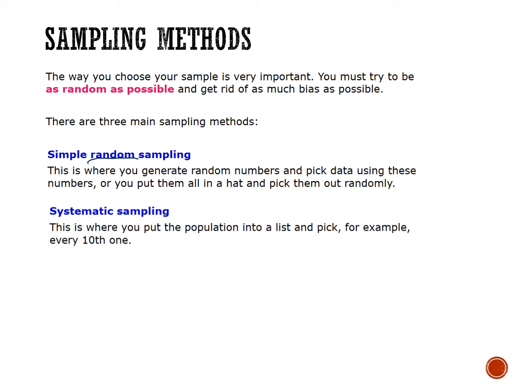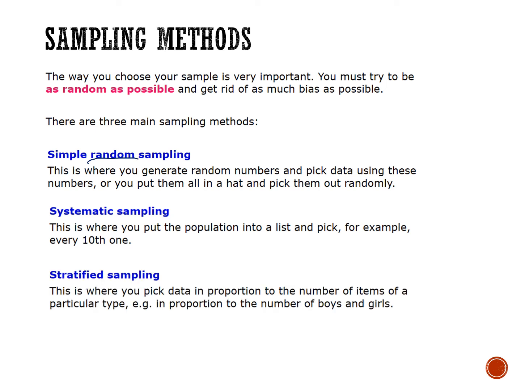Third and final method is called stratified sampling. Now, this is by far the best method, and this is the method that will give you a representative sample. Because what you do is you group your data according to certain criteria. It might be boys and girls, it might be people in different year groups, it might be to do with professions, anything like that, you can group them. And then you pick in proportion to how many there are in each group.